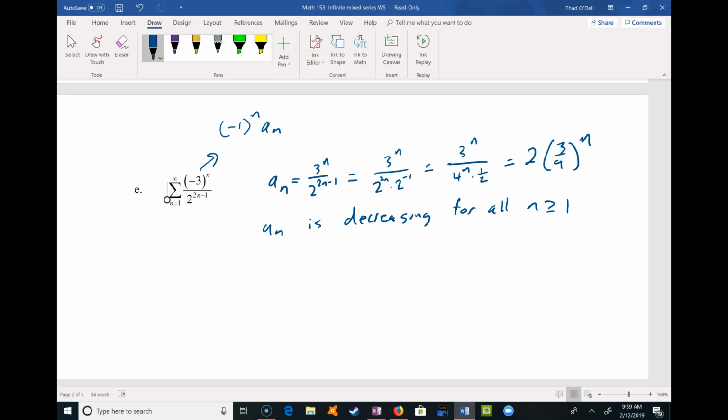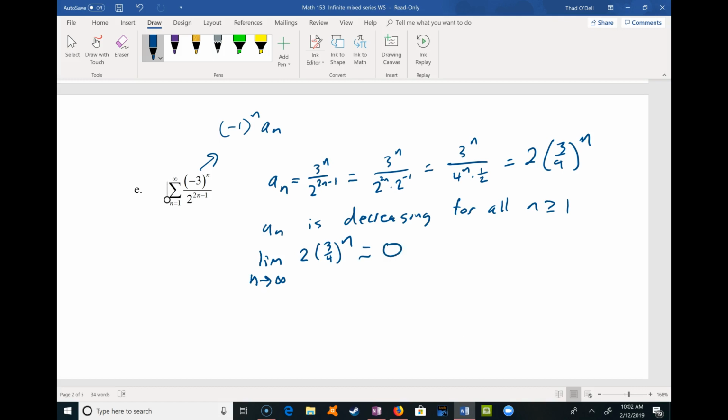And then also we need to show that it converges to 0, so they take the limit as n approaches infinity of 2 times 3/4 to the n. And as n gets bigger and bigger and bigger, we're taking 3/4 of 2 over and over again. And this is an exponential expression with the base less than 1, so that is going to approach 0.